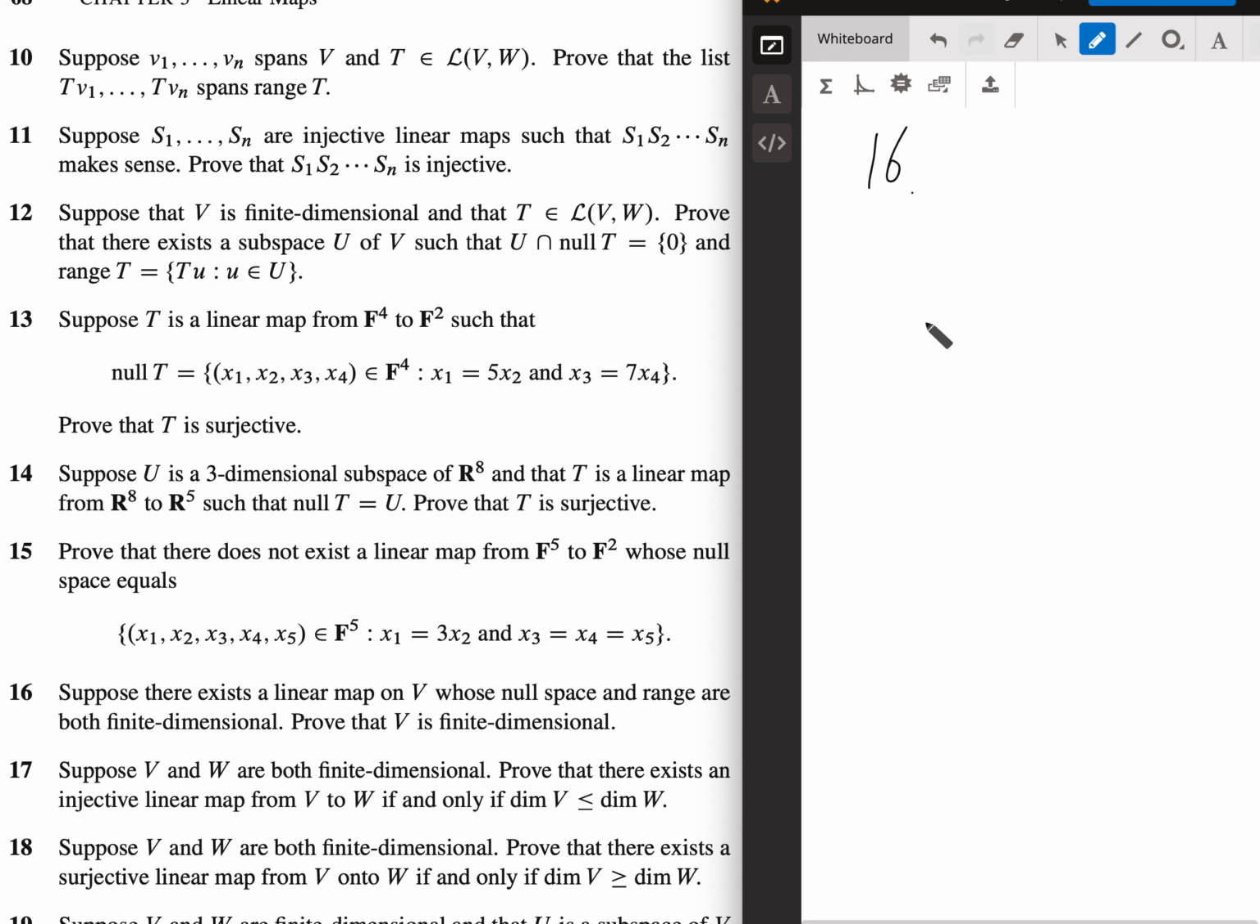Okay, so suppose there exists a linear map on V whose null space and range are both finite dimensional. Prove that V is infinite dimensional. I think actually I made a mistake here because I'm kind of suspicious about this whole thing.